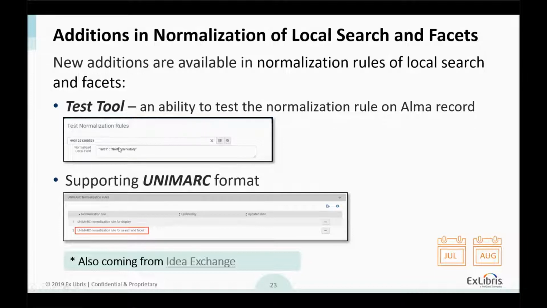This is the feature that we already released, and in August we are going to add support for the Unimark format. In June we released it with the MARC 21 format, and now in August customers that use the Unimark format can also use a normalization rule for search and facet. You will see this new option in the creation of local fields.